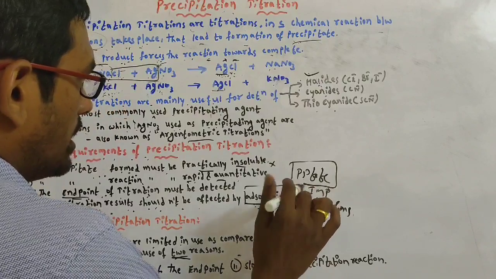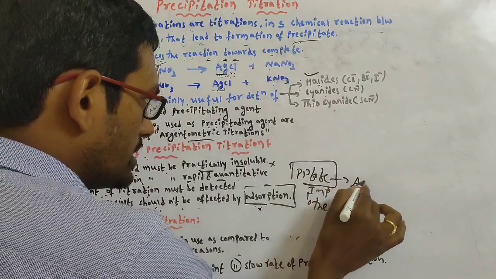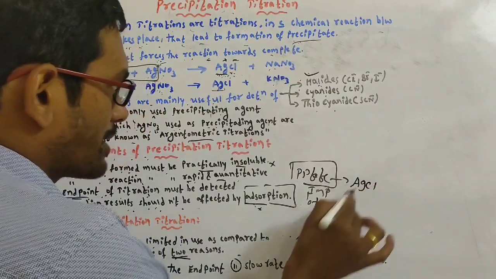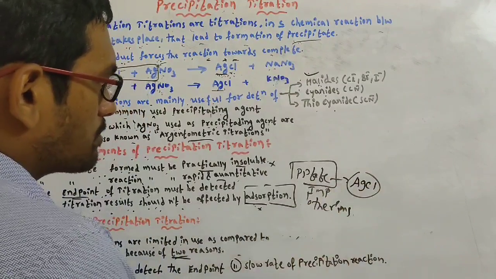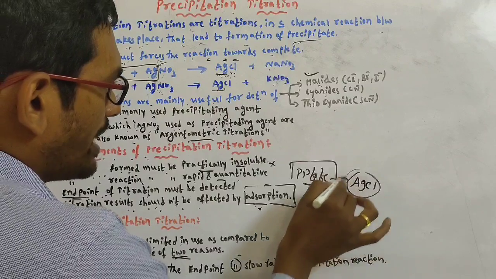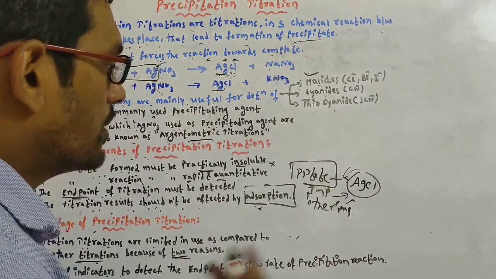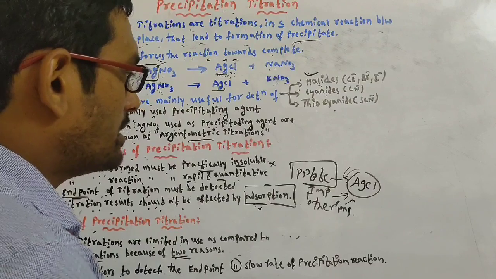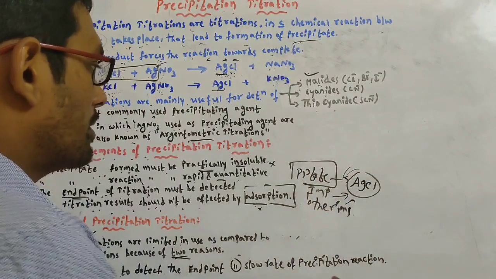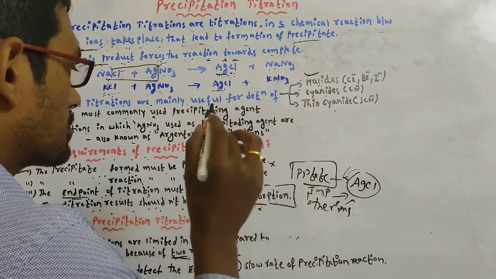Suppose the main precipitate is AgCl. Any other impurities or ions should not adsorb on this main precipitate. If any impurities are adsorbed, it leads to errors in the results. That means the titration result should not be affected by adsorption effects.